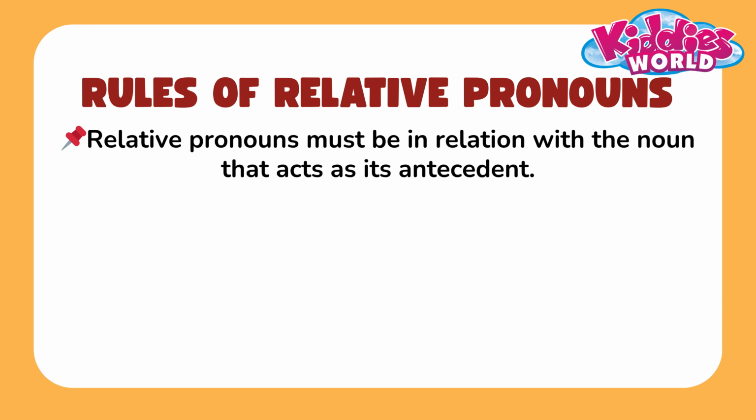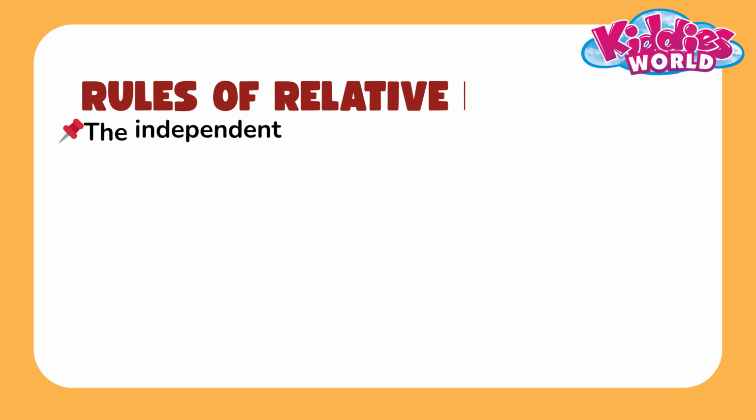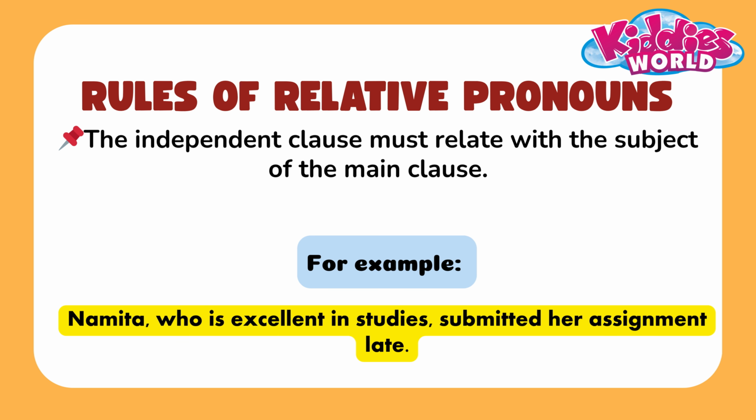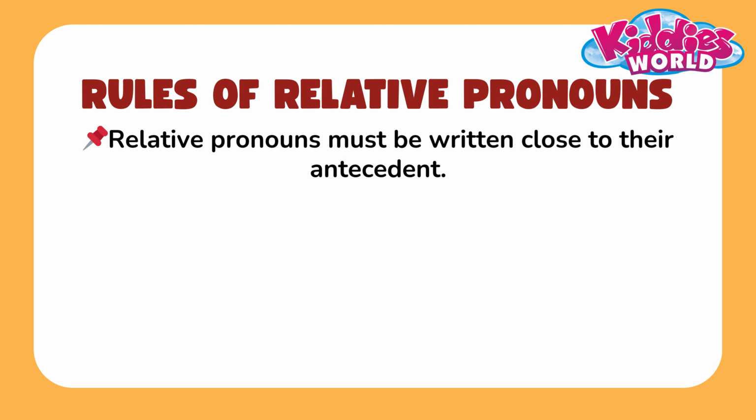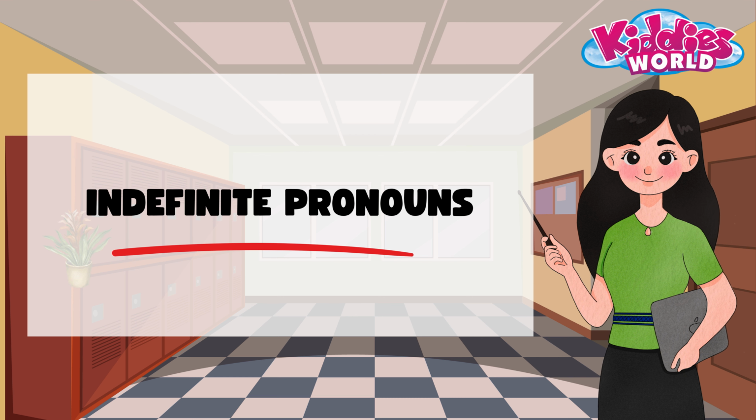Relative pronouns must be in relation with the noun that acts as its antecedent. Check the examples. The independent clause must relate with the subject of the main clause. Check the examples. Relative pronouns must be written close to their antecedent. Check the examples. Indefinite pronouns.